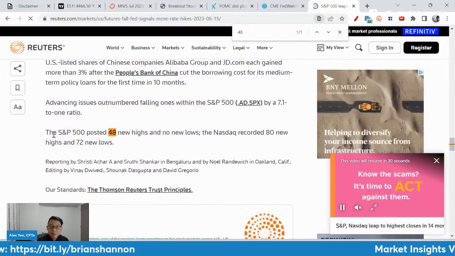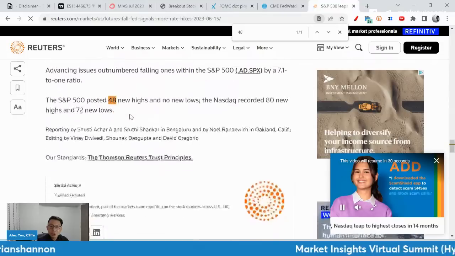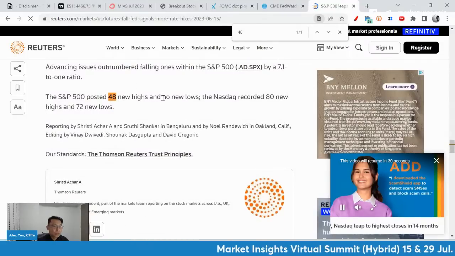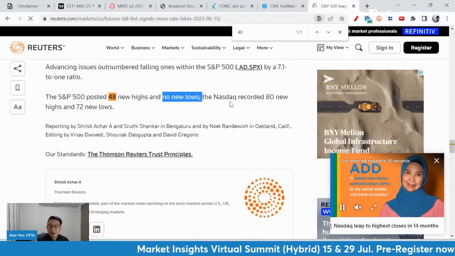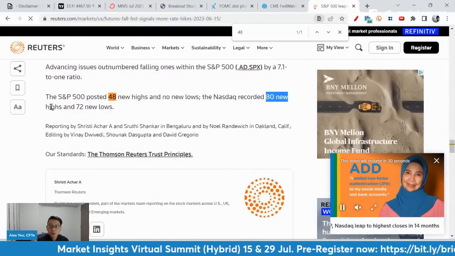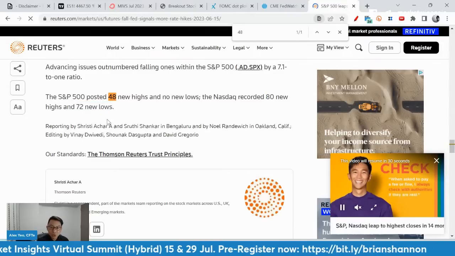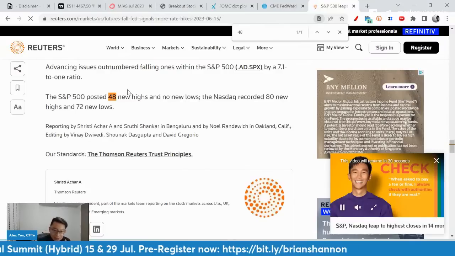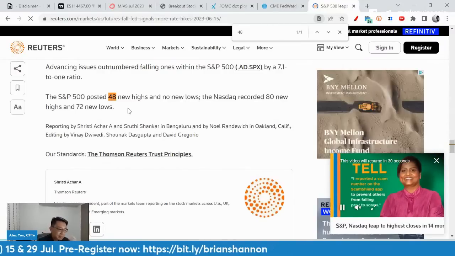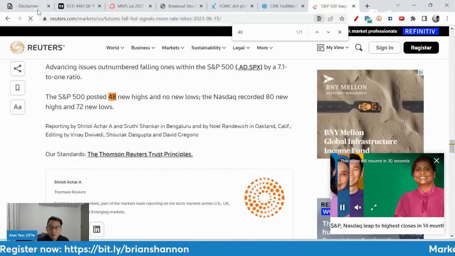Okay, the S&P posted 48 new highs, and no new lows. And the Nasdaq recorded 80 new highs and 72 new lows. So how do you get this data in a very simple manner? In fact, I shared this with you guys before.